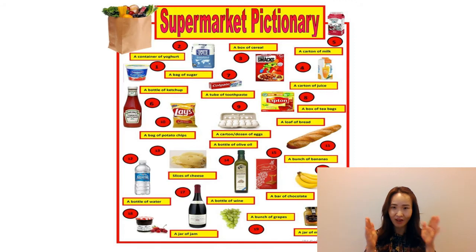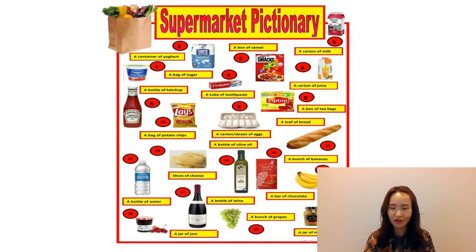Okay, look at the cereal. Cereal is in a box. So we say a box of cereal. And the important thing I want you to remember is milk or juice. If you look at milk and juice, it's usually contained in a carton, right? So we say a carton of milk, a carton of juice.